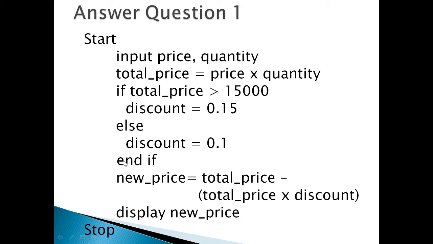Then get the new price with the new formula. New price equals total price minus total price times discount. So total price minus the discount. Then you get the new price, and display the new price, and don't forget to stop. And also remember indentation. Always remember indentation in your pseudocode.